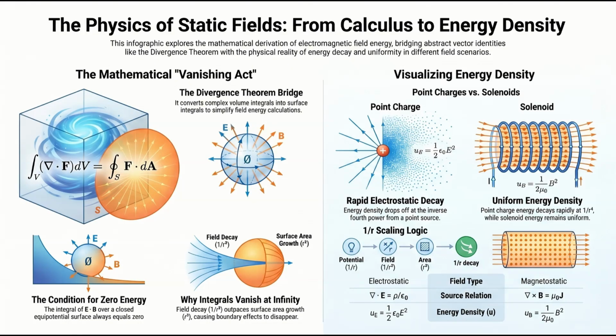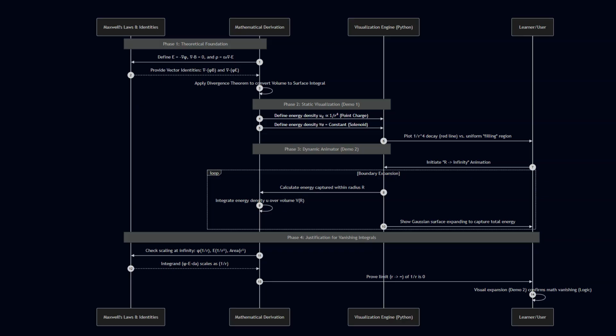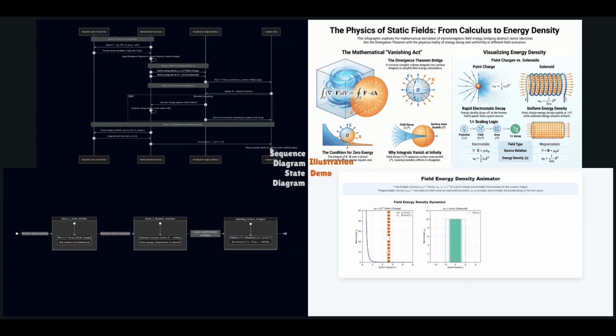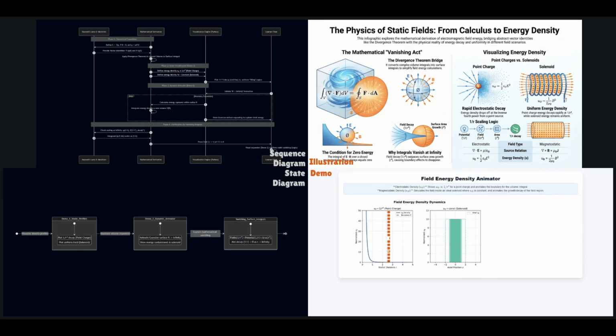Finally, the process culminates in a conceptual explanation that provides the rigorous justification for why energy integrals disappear at the edges of the universe. The blueprint of proof. The sequence diagram. While the state diagram tracks the learner, the sequence diagram outlines the logical script that connects physical laws to the software demonstrations.